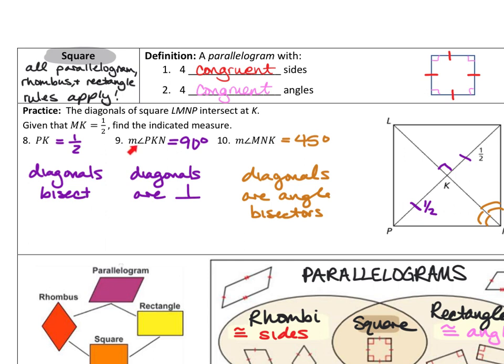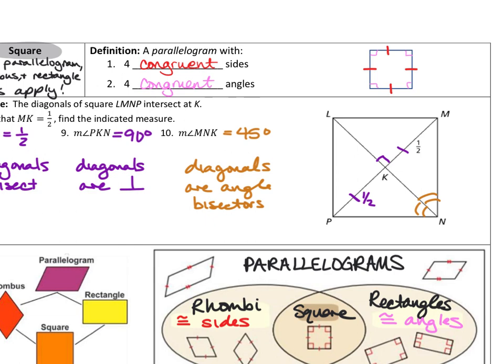I then asked you for the measurement of angle PKN. Well, if we follow P, then K, then N, PKN is one of the diagonal angles. All of these are going to be what degree? 90, period. That's always true. Then if we look for MNK, MNK is part of this corner piece.